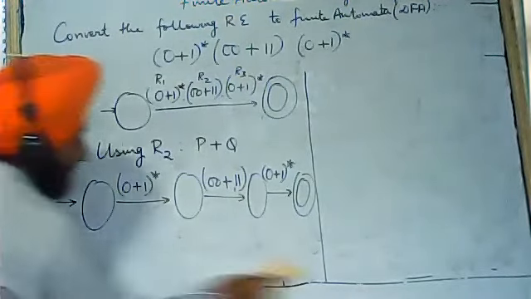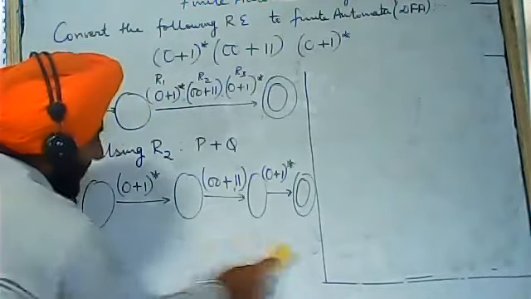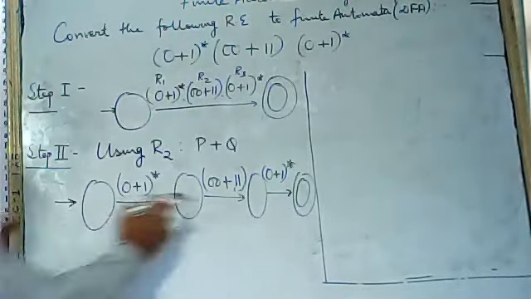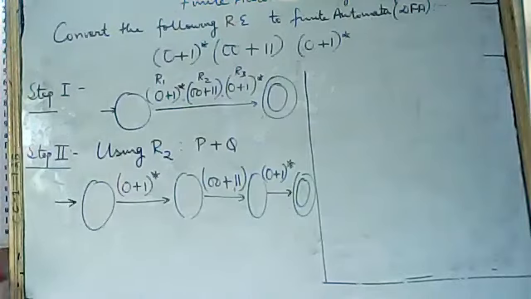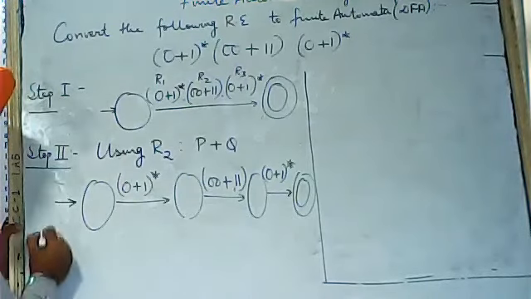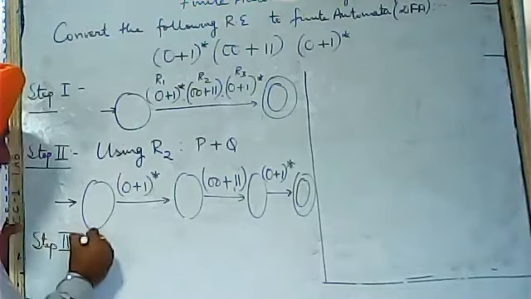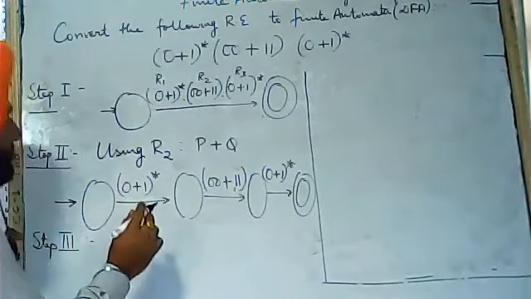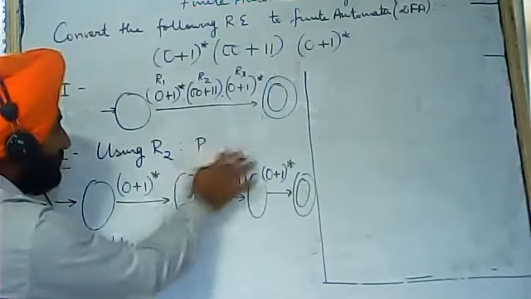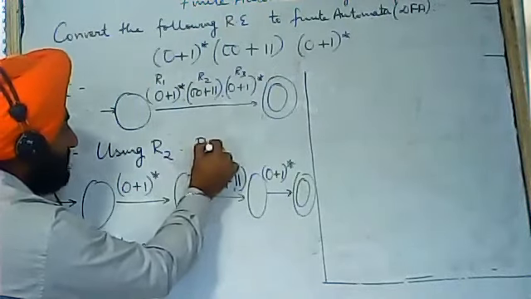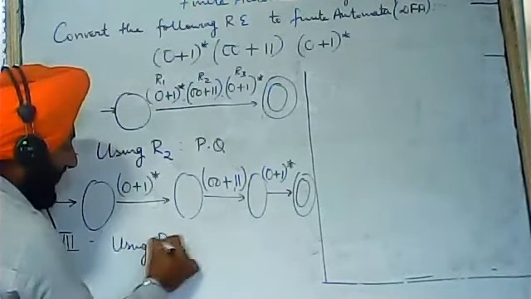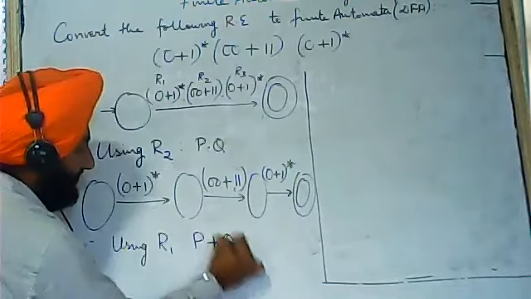Now again check which rule we have to apply. So I'm going to apply it to 00 plus 11. That is the first rule, step number 3, using R1. This is your P plus Q. In the second step, rule number 2 is for dot product, P dot Q. And in step number 3, we are using R1, which says P plus Q.